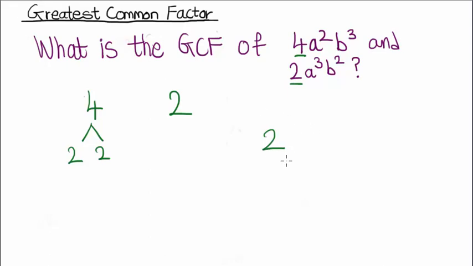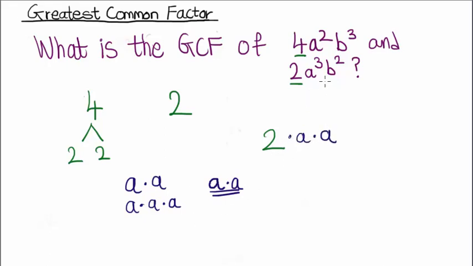The next thing that I need to figure out is what is the greatest common factor between the a's. Well, I have two a's being multiplied with one another in the first expression, because a to the power of 2 is the same thing as saying a times a. In the second expression, I have three a's that are being multiplied with one another. So the most number of a's that I have in common between these two rows over here is 2. So I have two a's that are being multiplied with one another. That is the common ground between these two expressions. So I can further write my greatest common factor as 2 times a times a.